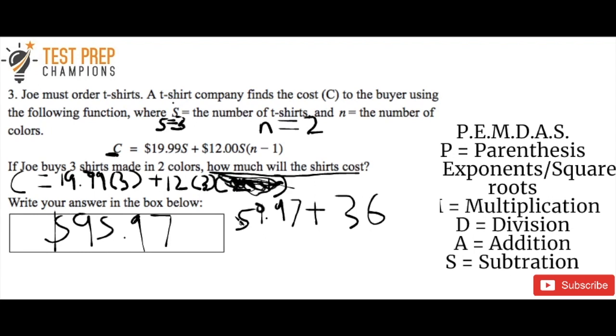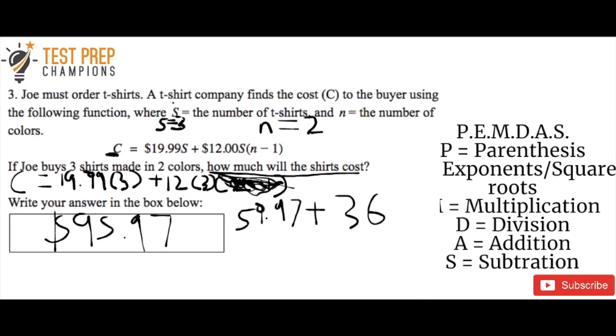So if Joe's buying 3 t-shirts for about 20 bucks in 2 different colors, then how much will the shirts cost? And this is our formula up here where, again, n is equal to 2, so 2 minus 1 is just 1. So we're basically doing, let's round that to 20, so we're essentially doing 20 times 3 plus 2 times 12. Yeah, that seems like that would be about 95.97. So this is going to be a safe bet. So that's the answer. And I just want you to get in the habit of doing that extra little step to just ask yourself if your answer makes sense before you leave it as your final answer on the test.